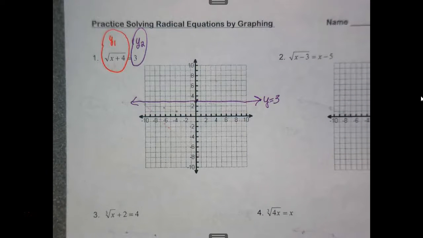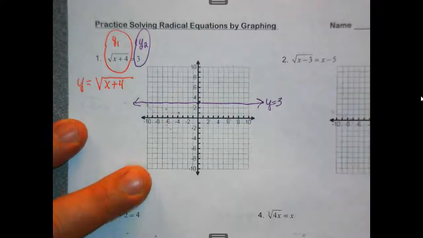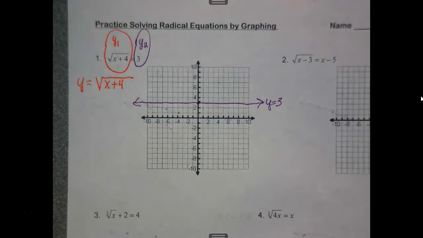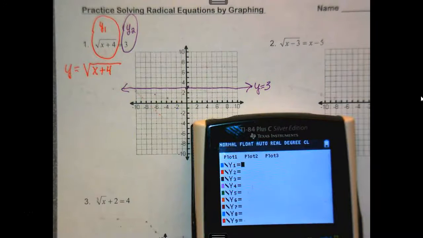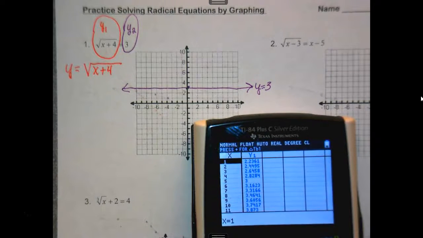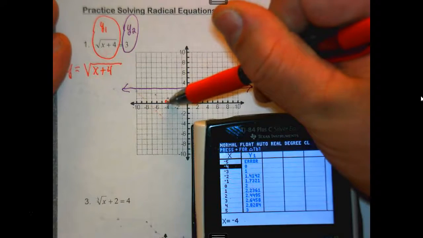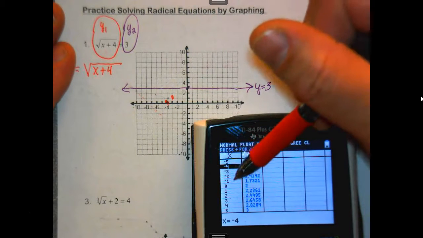Okay, now I need to graph the other function. Y equals the square root of x plus 4. Put that in my calculator. Graph it. Go to our table, get some good points. First of all, what's our starting point? Yep, negative 4, 0. So negative 4, 0. Then I've got negative 3, 1. And then I've got 0, 2.